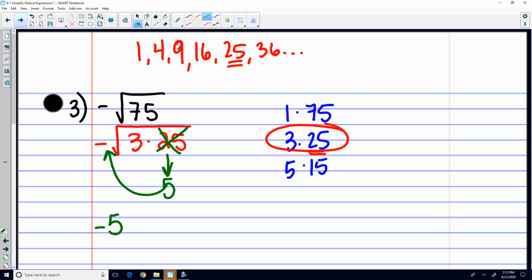That got rid of the 25 because I took the square root of it and got it outside of the radical symbol. But 3 is not a perfect square, so that has to stay inside the radical symbol. My final answer is -5 square root of 3. That is simplest radical form. I can no longer simplify any perfect squares out of anything inside the radical symbol.